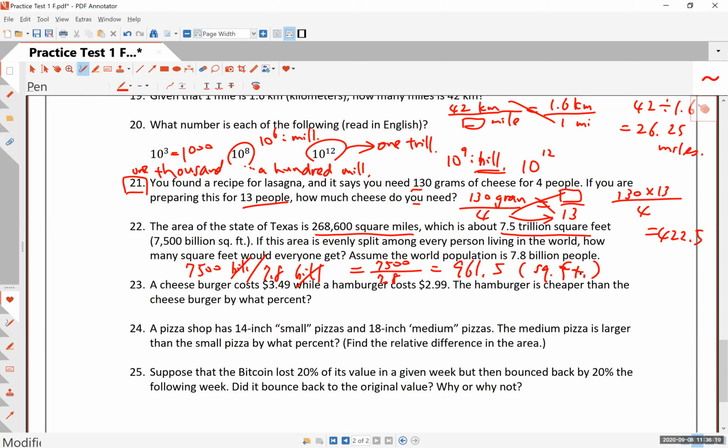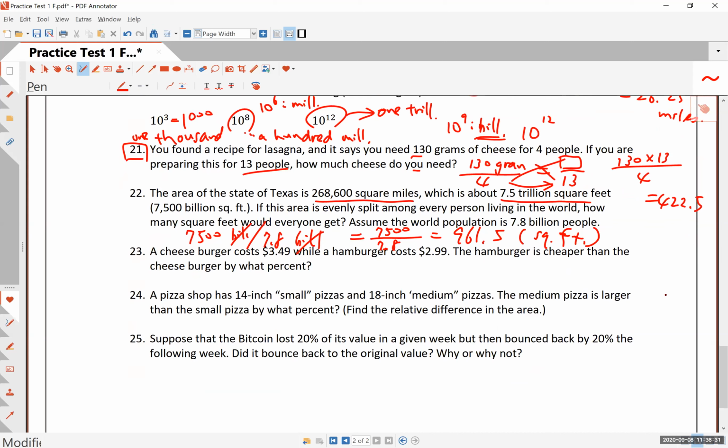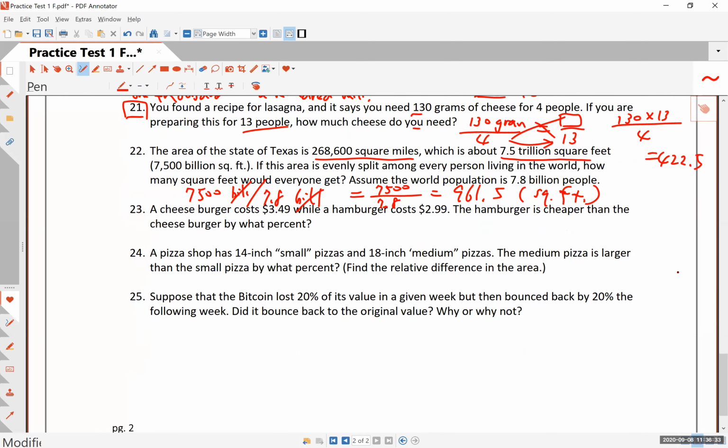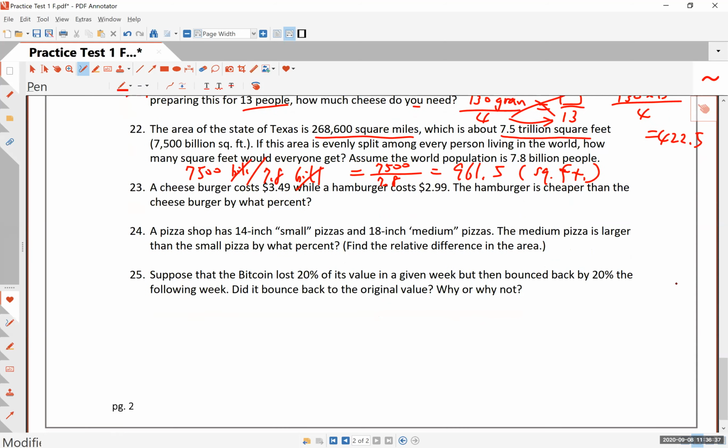So according to these numbers, even if you put the entire population of the world in the state of Texas, everybody on average will have close to 1,000 square feet. And of course, that tells you something, right? I mean, depending on what your narrative is, what you're trying to convince somebody of, you can use these numbers.